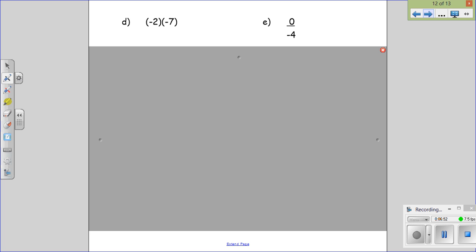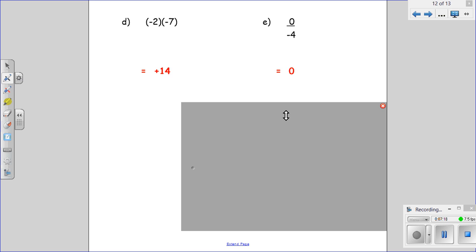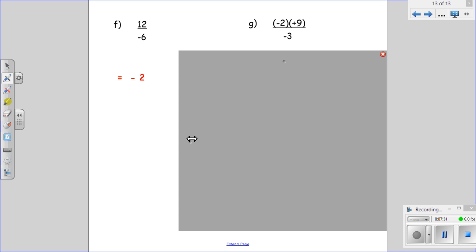A negative 2 times negative 7. Again, it's a negative multiplied by a negative, which is a positive. Part E, 0 divided by negative 4. Well, if I have nothing and I share it with 15 people, I still have nothing. So at the end of the day, it doesn't matter whether I divide it by a positive or a negative. If I have nothing, it doesn't matter what I divide it by, I still have nothing. 12 divided by negative 6. Again, 12 is a positive number. And a positive divided by a negative is a negative.